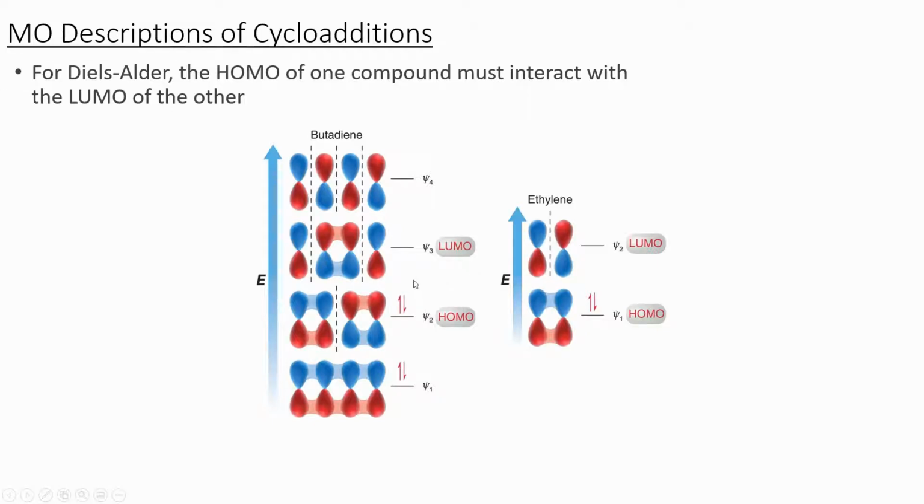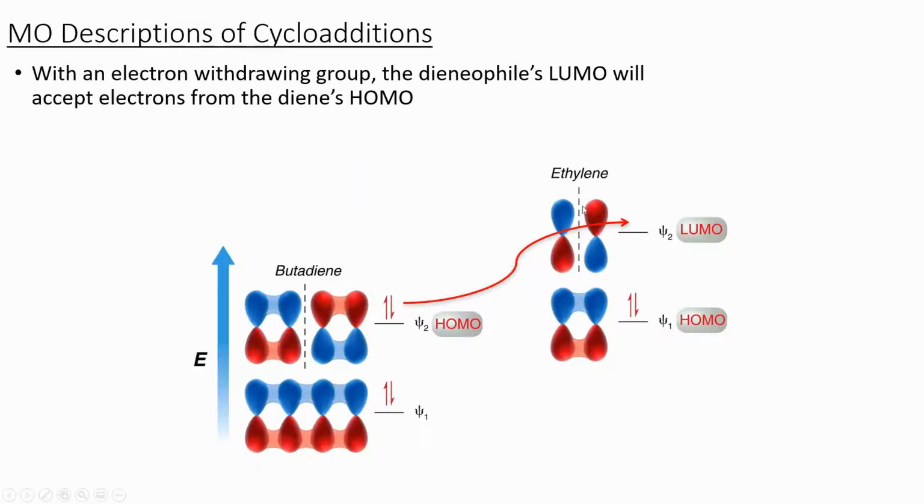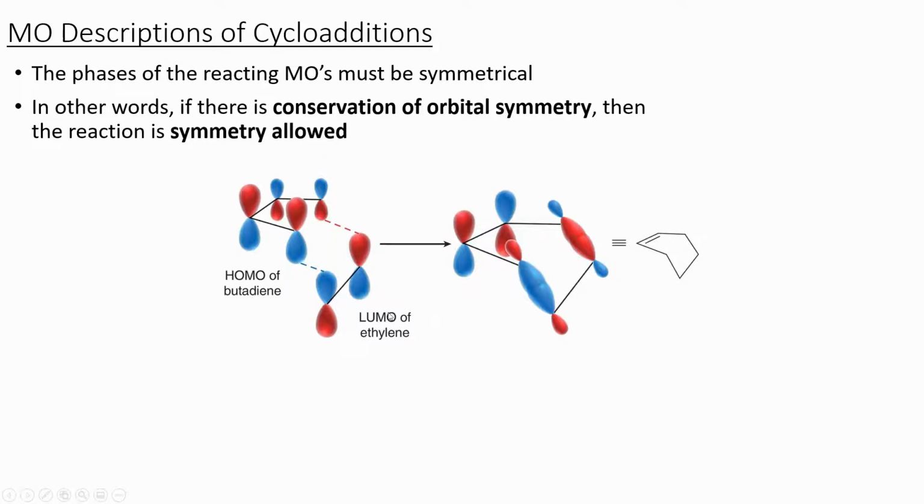So since the electron withdrawing group is on ethylene, we can have the LUMO of ethylene accept the electrons, and the highest occupied molecular orbital of butadiene donate the electrons. So we'll have this orbital interacting with this orbital. And what that looks like is a symmetrical overlap of these electrons. We can form our 2 new bonds in our product. In this case, the symmetry of the orbitals between these two is allowed because there's overlap between the appropriate orbitals.